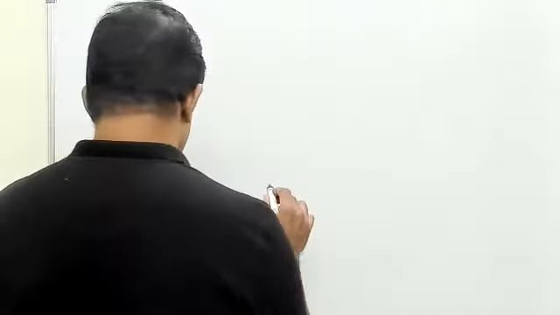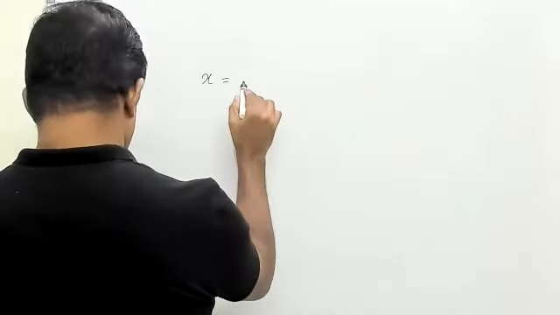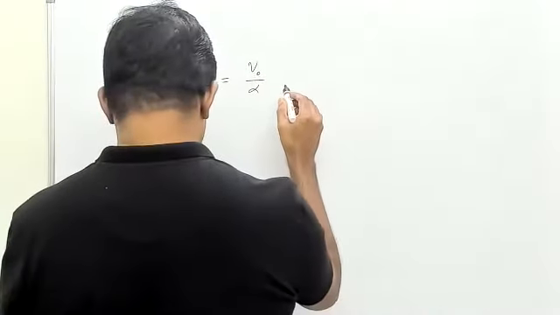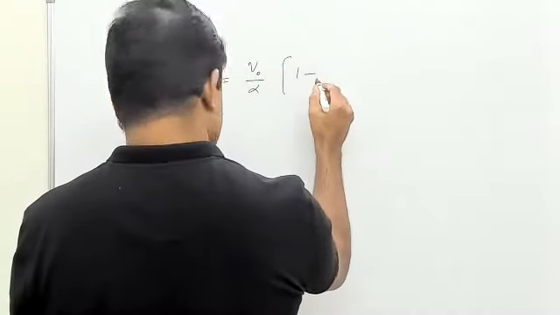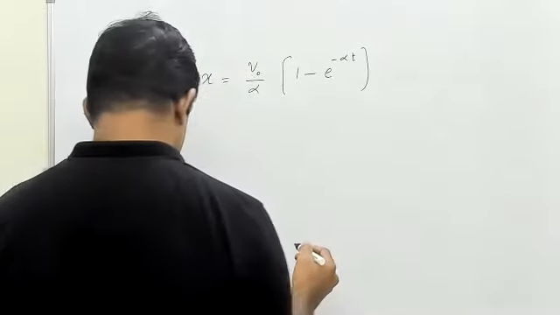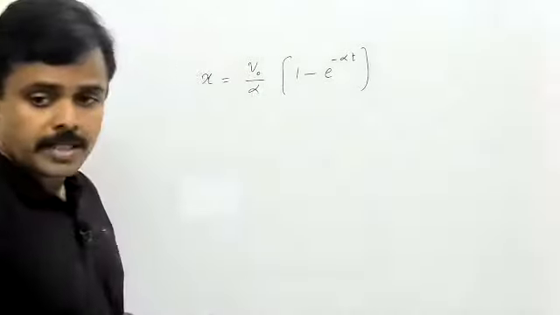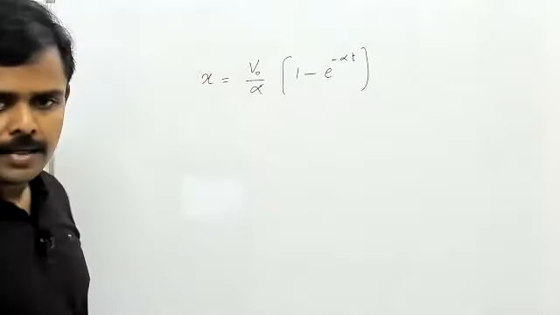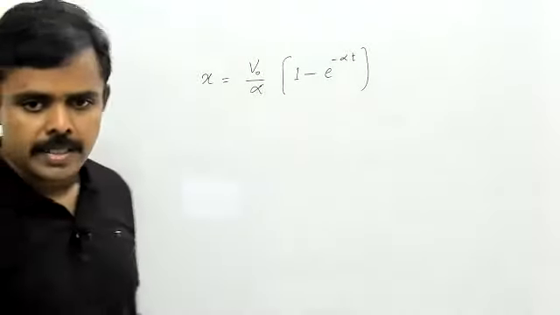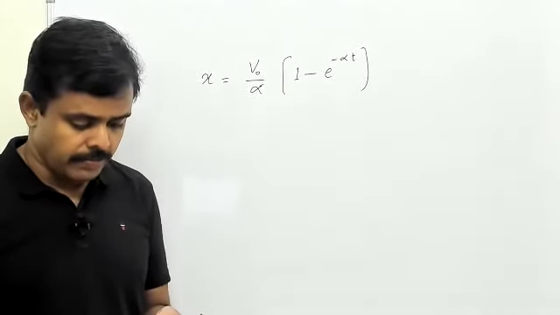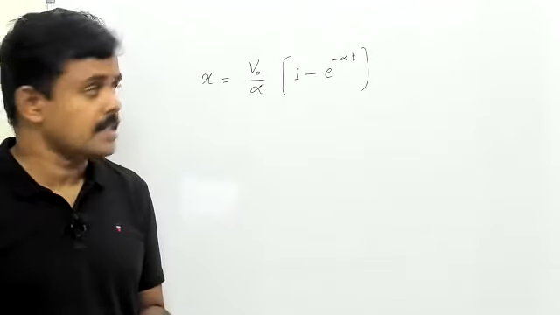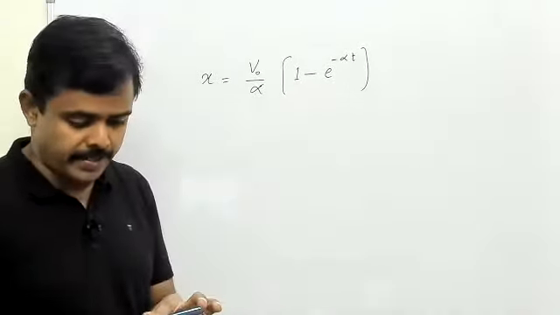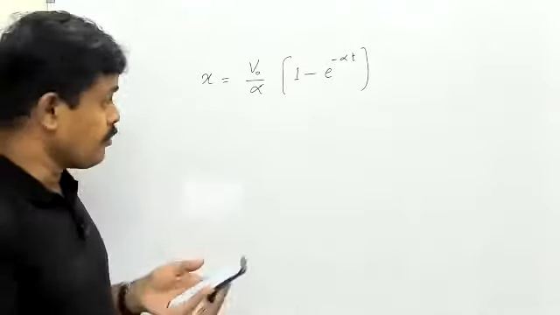Write an extra question now. The position of a particle is given by x is equal to V0 by alpha into 1 minus e raised to minus alpha t, where e means exponential, and V0 is a constant.